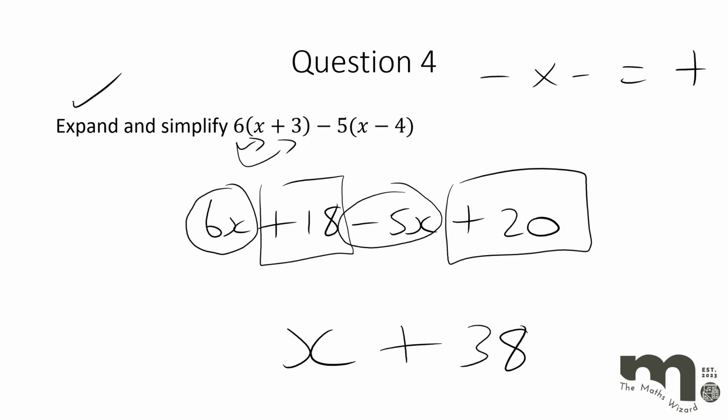So don't forget to simplify at the end. Usually the first expansion would get you 1 mark. If you get this, that would have got you 2 marks, and then this final simplification gets you that 3rd mark. So make sure you do all of it. Right, let's look at another example.